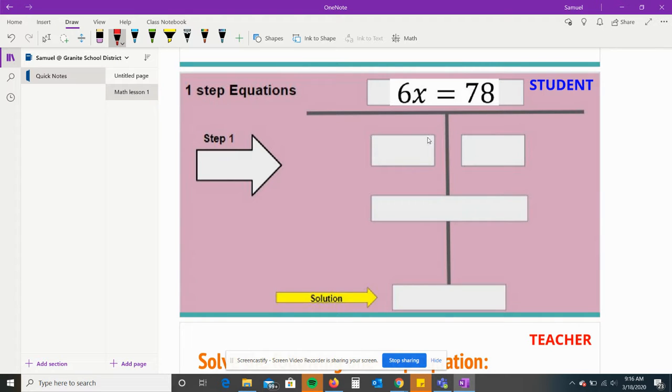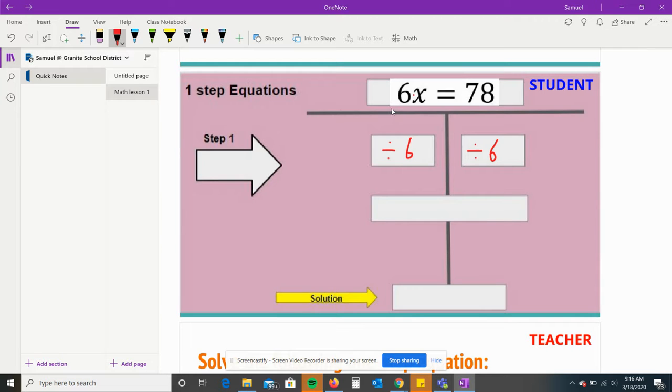All right, did you try it? Hopefully you tried it, and let's see what you got. We have 6x equals 78. We want to get x by itself, right? Isolate the variable. What is the opposite of multiplying by 6? If you said divide by 6, you are correct. Divide both sides by 6.